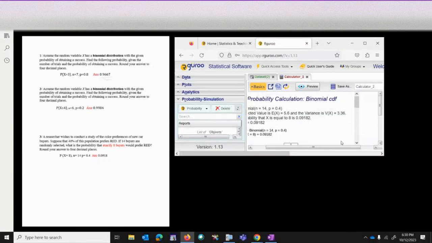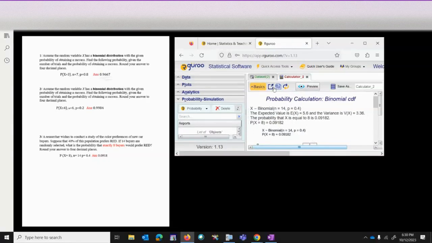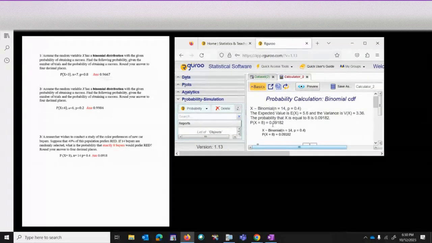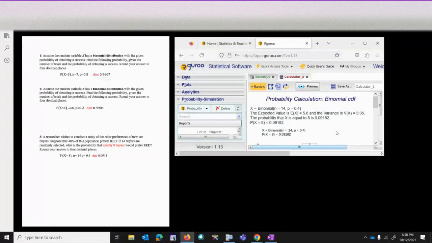If I preview, I'm going to get the answer here. The information is here: the probability calculation binomial CDF, n is 14, p is 0.4, everything that was given in the question. And the probability of exactly 8 is 0.909182, which is the same answer as this.